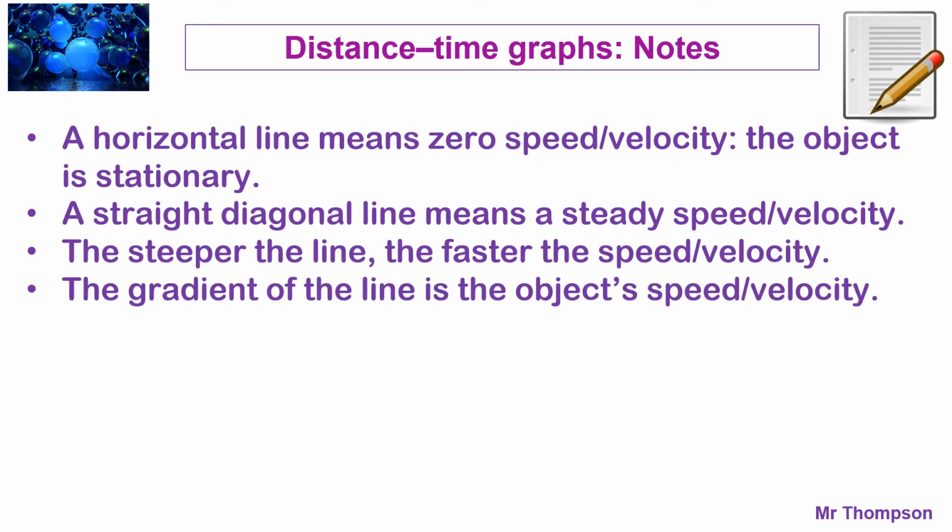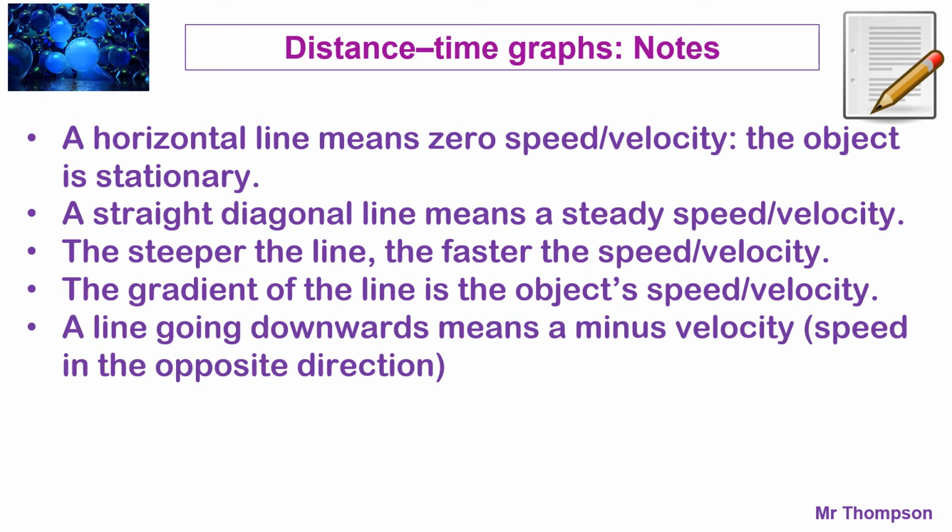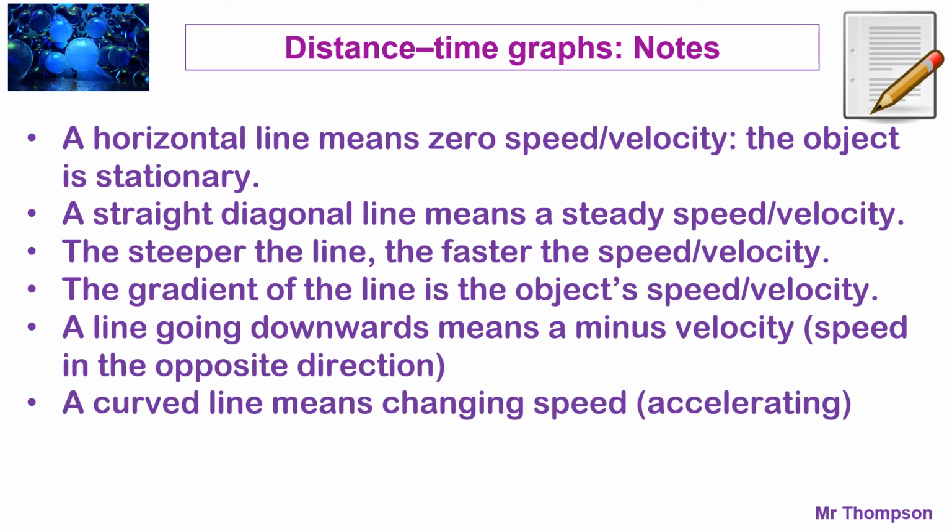The gradient of the line gives you the object's speed or velocity, and therefore a line going downwards would be a minus gradient, which would give you a minus velocity. If it was a curved line, and for the higher level, you'd have to work out the acceleration a bit later, it means it's changing speed or it's accelerating. If it's curving upwards, it's accelerating; if it's curving downwards, less steep, it's decelerating. You may want to copy these things down.